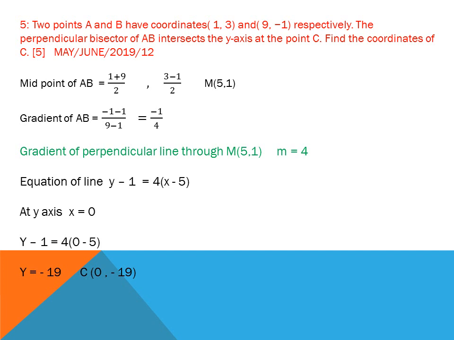Question number 5. Two points A and B have coordinates (1, −3) and (9, −1) respectively. The perpendicular bisector of AB intersects the y-axis at C. It means we first find the equation of the perpendicular bisector, then we find the coordinates of C.